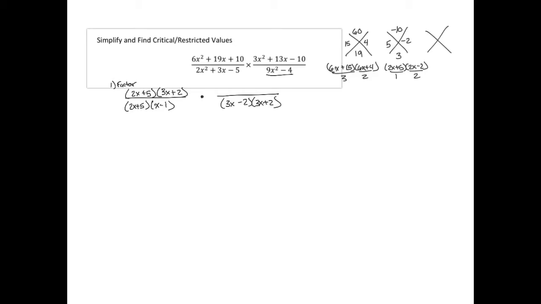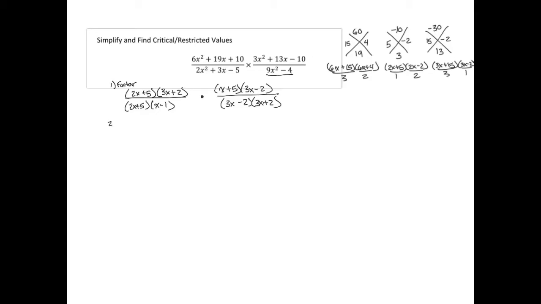And then finally, this is going to be our second numerator. So we're looking at factors of negative 30 that add up to 13. You would think 10 and 3, but because it's a negative 30, we have to go with 15 and negative 2. So this is going to give us 3x plus 15, 3x minus 2, divide by 3, divide by 1. So our second numerator becomes x plus 5 and 3x minus 2.